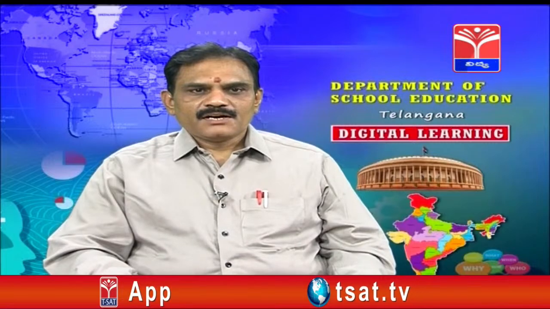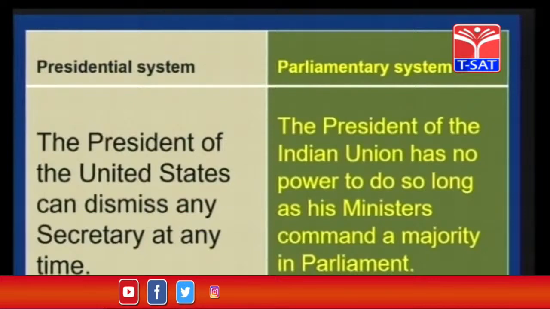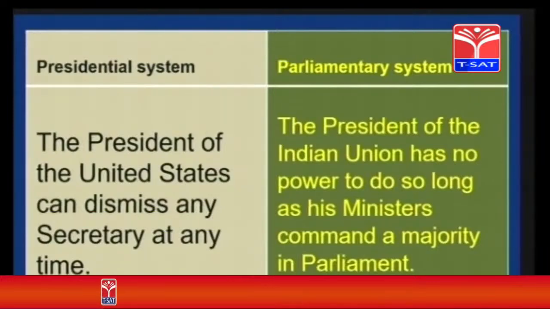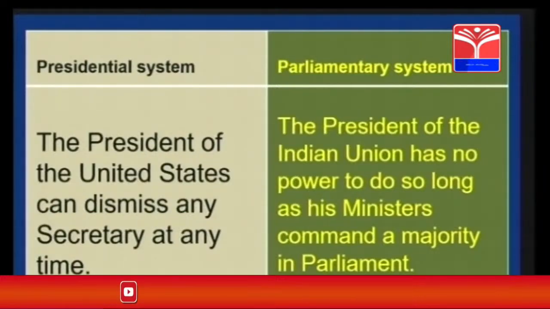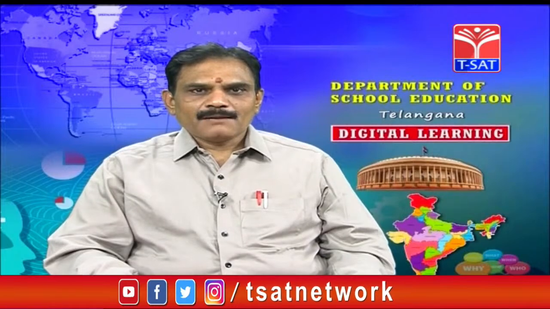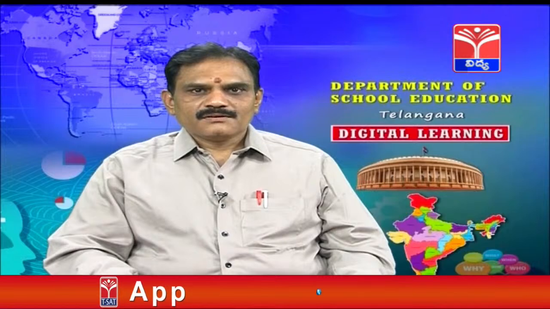One more difference we can see here: the President of the United States can dismiss any secretary at any time. Meaning the President can remove the secretaries. But in the parliamentary system, the President of the Indian Union has no power to do so as long as his ministers command a majority in parliament. Meaning if the majority is there in parliament, the President cannot remove them very easily.